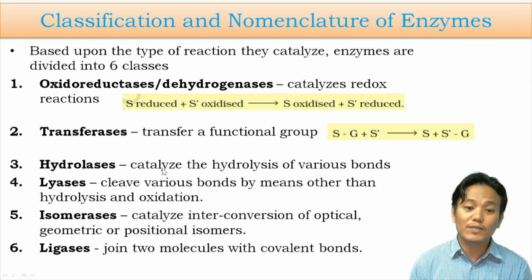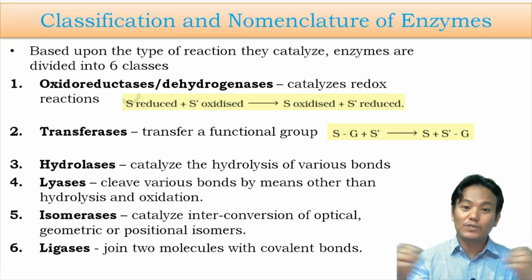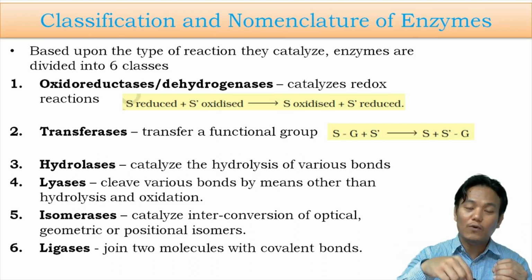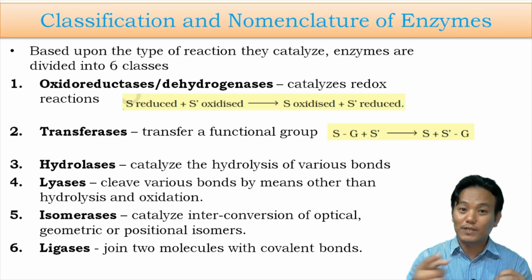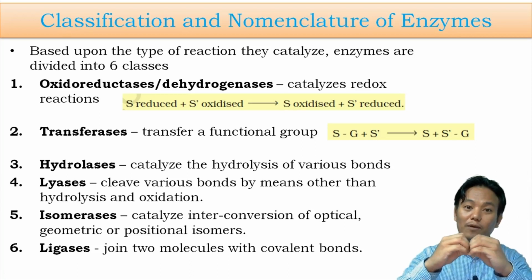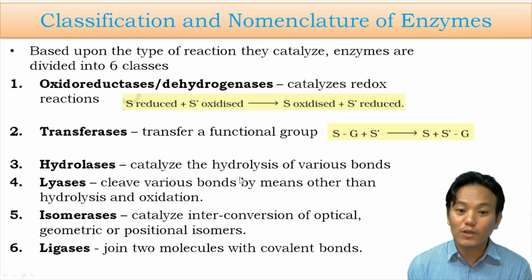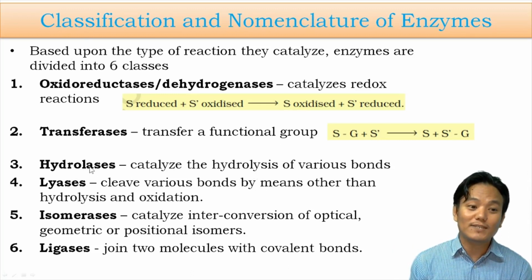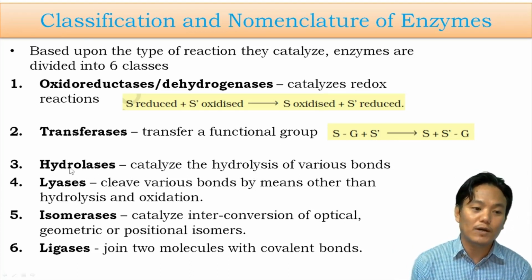They are the enzymes which can catalyze the hydrolysis of various bonds, by putting in a water molecule, breaking down of bonds. For example, a glycosidic bond is broken down. The enzyme sucrase breaks down the glycosidic bond in sucrose by hydrolysis. So sucrase is a hydrolase enzyme and belongs to this class. Next are lyases.